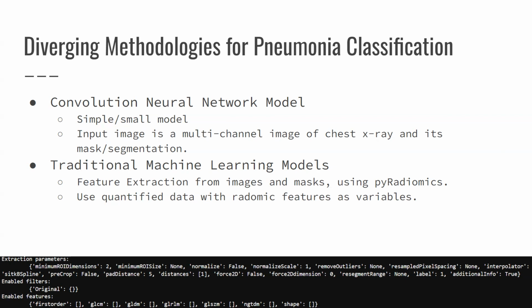But another model I'll be using to predict pneumonia is a convolutional neural network model. Another convolutional neural network model. It'll be a smaller and simpler model, but it'll take both the chest X-ray and its mask segmentations as its input, and it'll use whether the patient has pneumonia or not as its output variable.